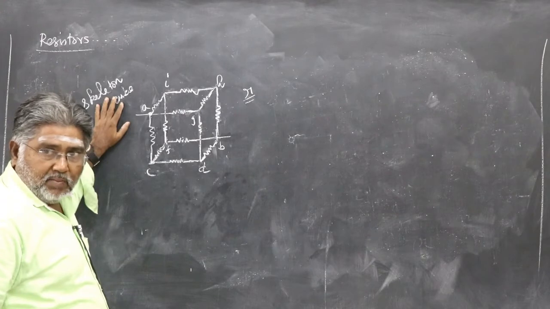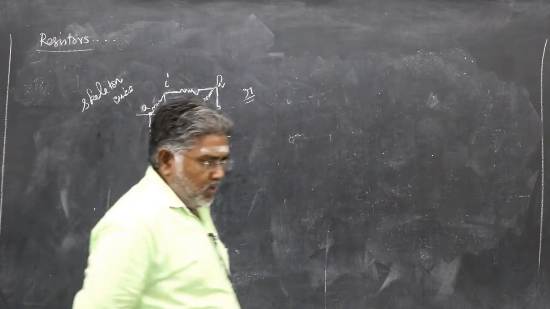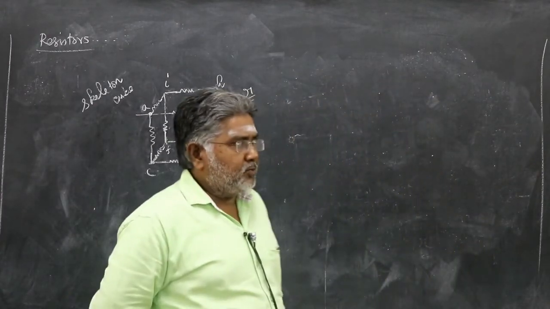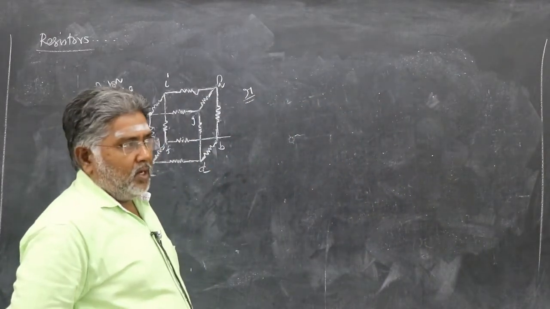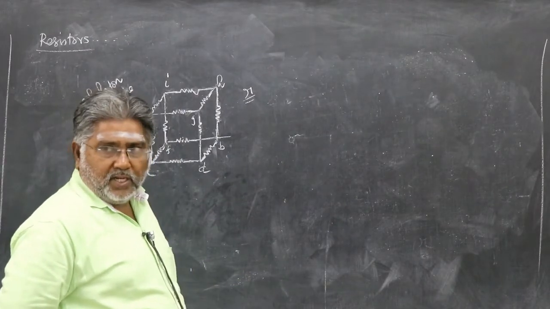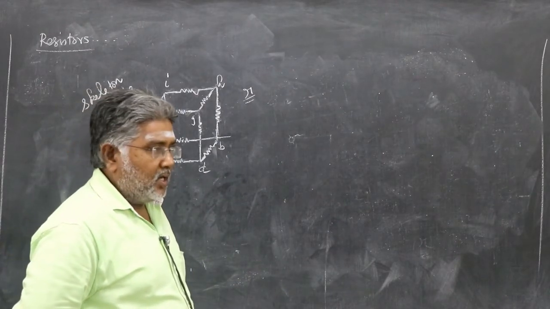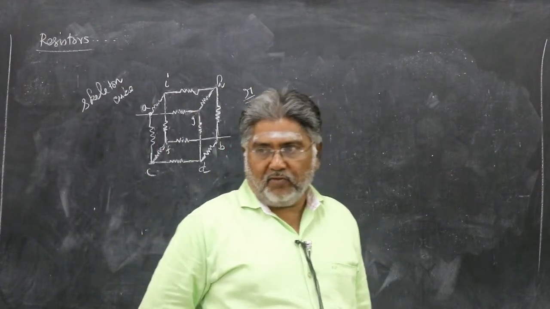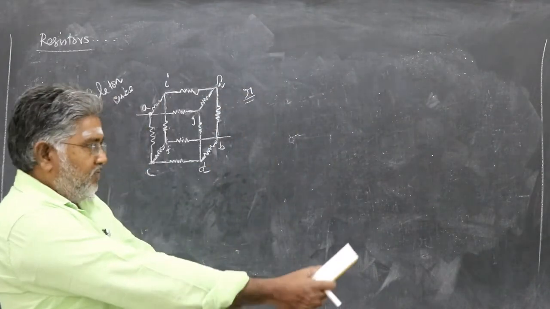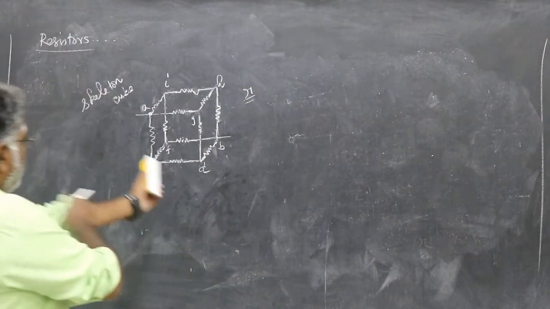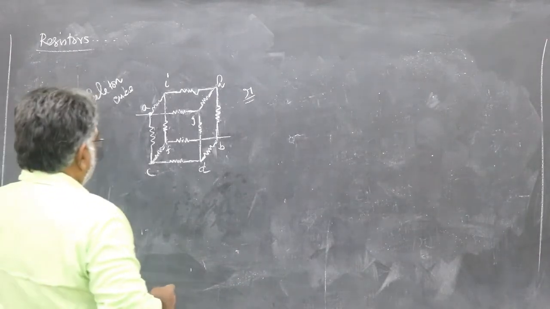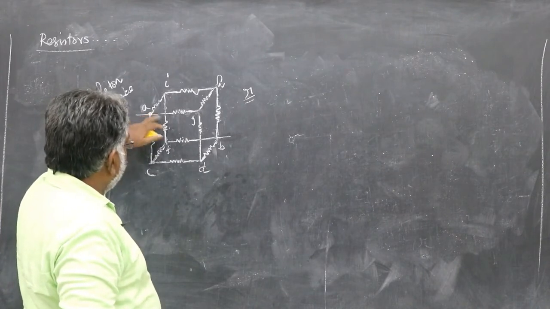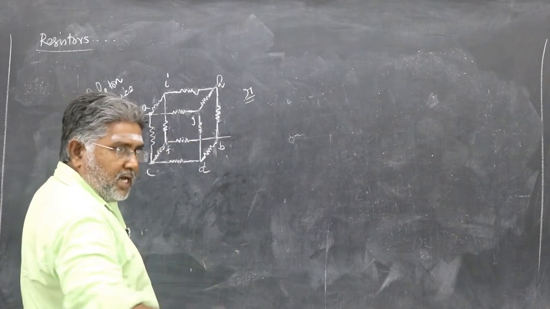Of course, there are several methods to do this. We just take one method which is easy to understand. We will exploit the idea of symmetry and connect the resistors in a form which we can easily reduce to series-parallel combinations. Then you can easily find the effective resistance. Now, the case we are considering is between A and B, that is the longest diagonal inside the cube.